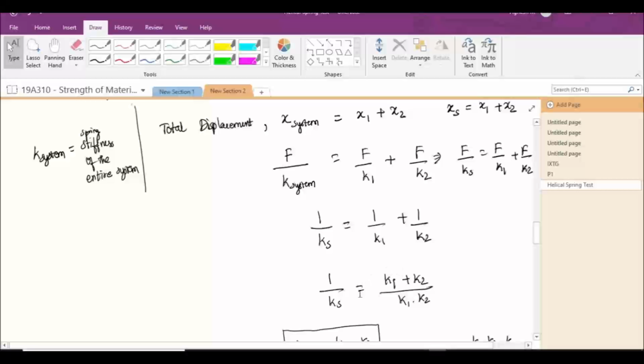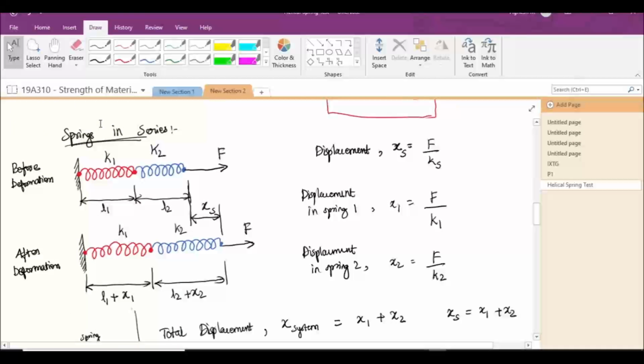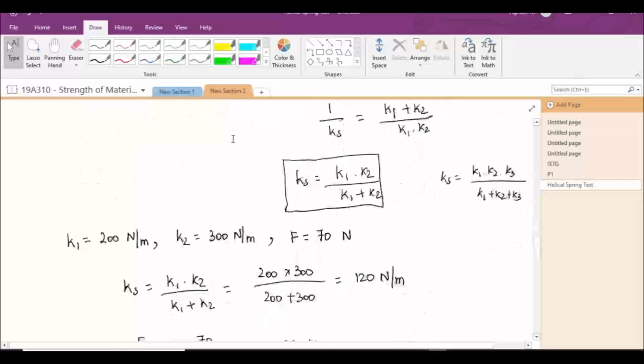Now I need the Ks value, so I take the inverse of the formula. So the inverse of the formula is Ks is equal to K1 into K2, this becomes the numerator and this becomes the denominator, so K1 into K2 divided by K1 plus K2. So now this is the formula for the stiffness of the entire system.